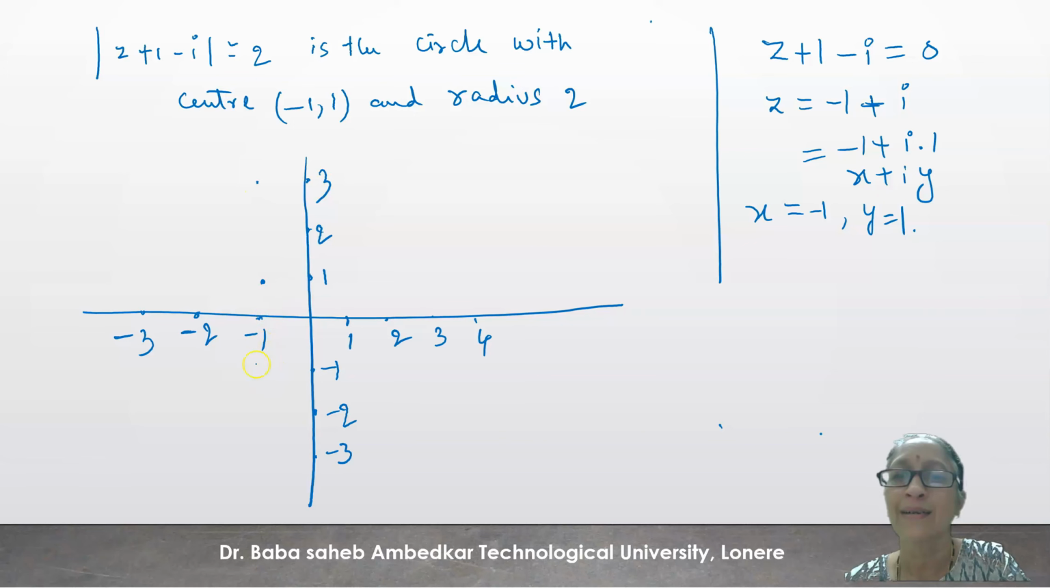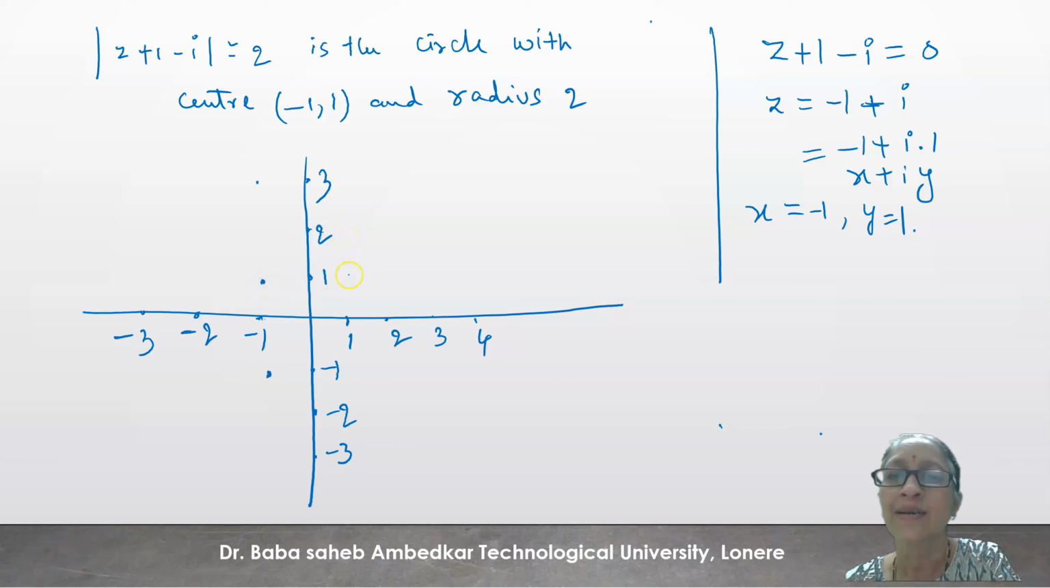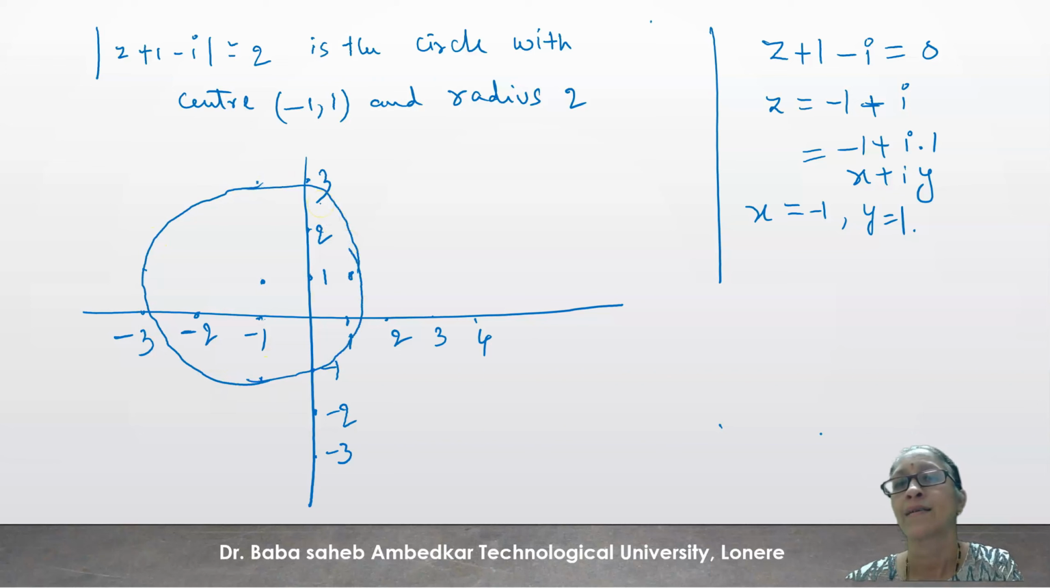Up to this axis it is 1, and up to here minus 1. Radius 2 means it is 1 up to here, and 1 here. If you join all these, you get a circle like this. So this is the center.